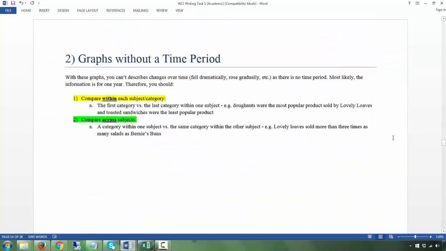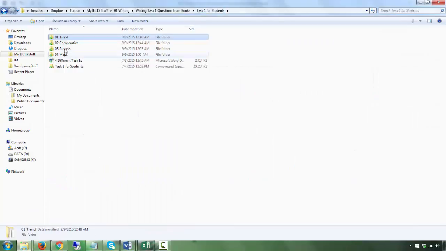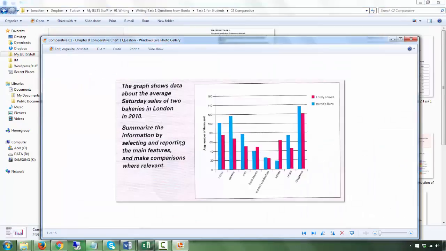Okay, so that's the reason why we talk about this differently. That's the reason why we separate this into a different category, and we have different phrases, and we approach it differently. That's why it's in the second category. So just take note, even though it may look the same, the difference is that there is no time period. It's only 1 year. So an example would be this. There's only 1 year, 2010.